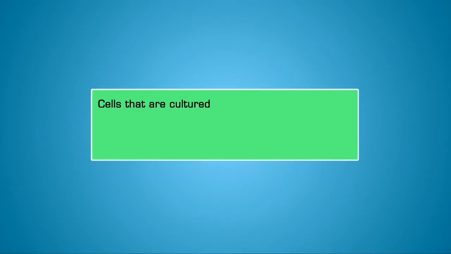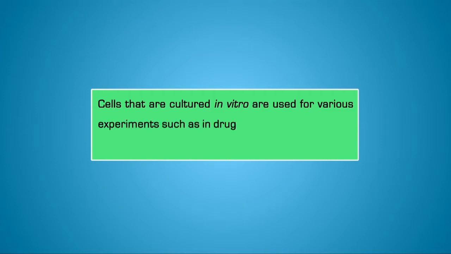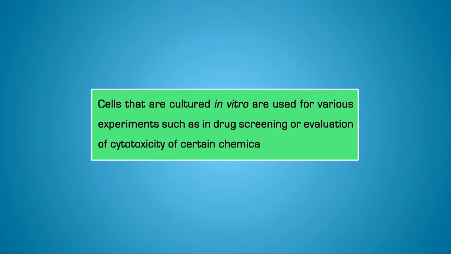There are different methods developed to ascertain cell death and viability. Trypan blue staining is one of the cell viability assays that is cheap, reliable, and easily reproducible. Cells that are cultured in vitro are used for various experiments such as in drug screening or evaluation of cytotoxicity of certain chemicals.